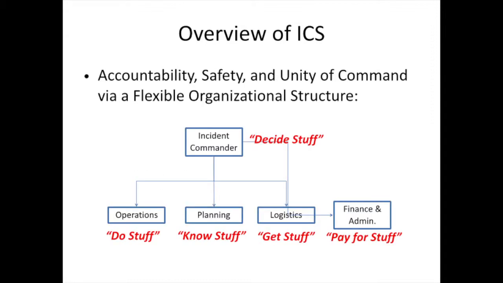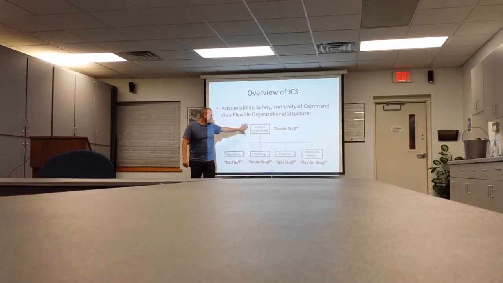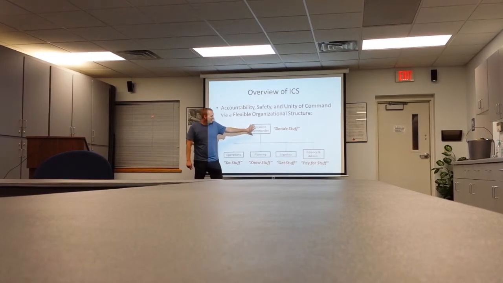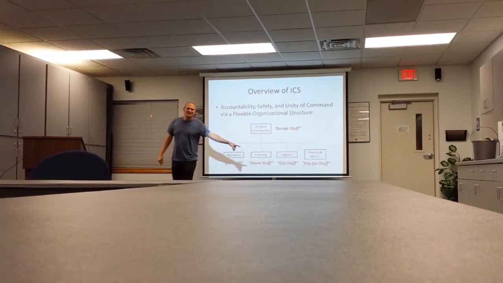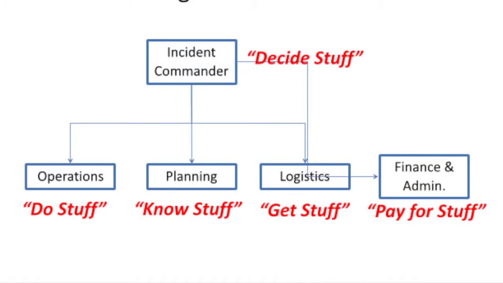So accountability, safety, and unity of command via a flexible organizational structure. If you've taken the fancy 100, 200, 700, 800 courses online, you should be somewhat familiar with the basic chart. We always have an incident commander in ICS, and they decide stuff. This is the really easy way to remember who does what. The incident commander decides stuff. The operations section does stuff. The planning section knows stuff. The logistics section gets stuff, and the finance and admin people pay for stuff.